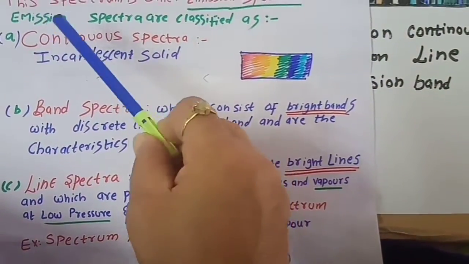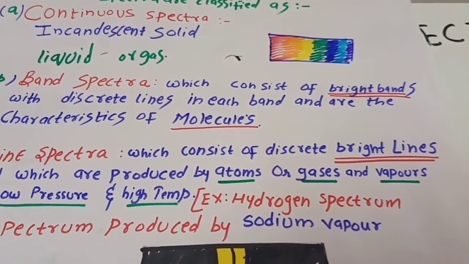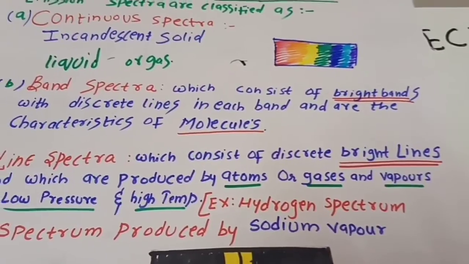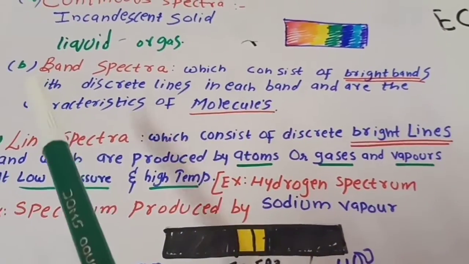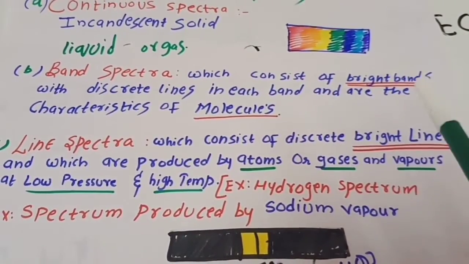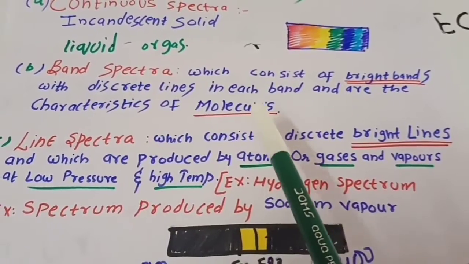So we can say that the example of the continuous spectra is the incandescent solid, liquid or gases, and the continuous spectra are in this manner, means there will be no separation in the particular color. Then we can say that band spectra consist of the bright bands with the discrete lines in each band, and they are the characteristics of the molecule.